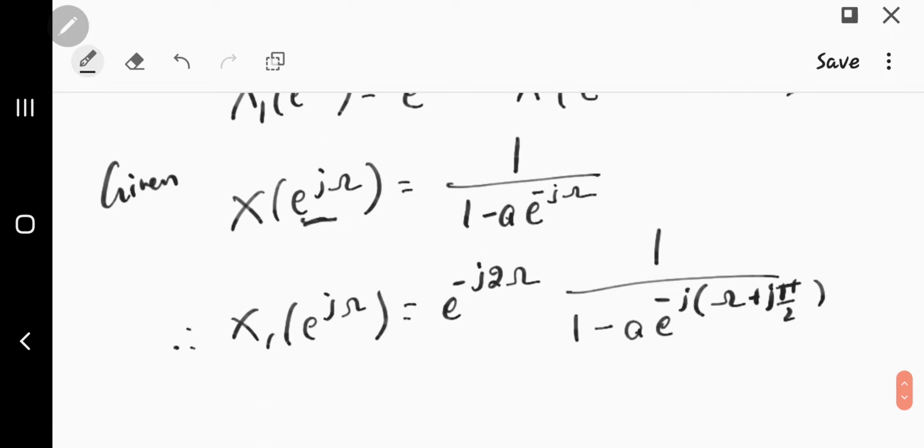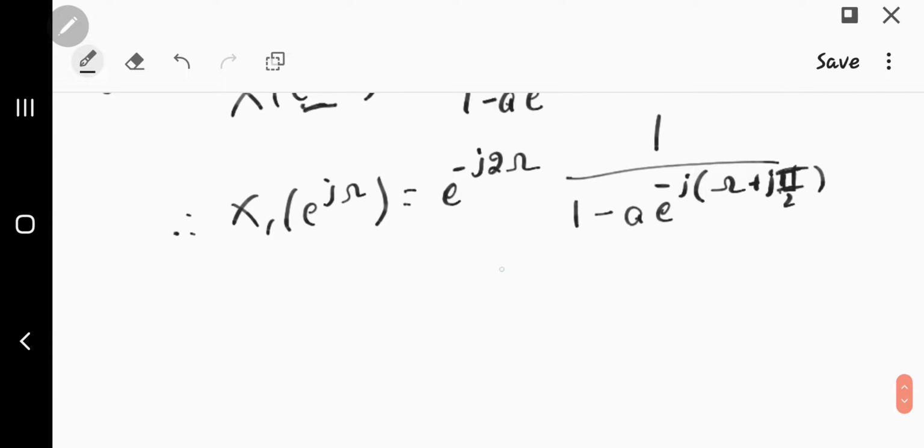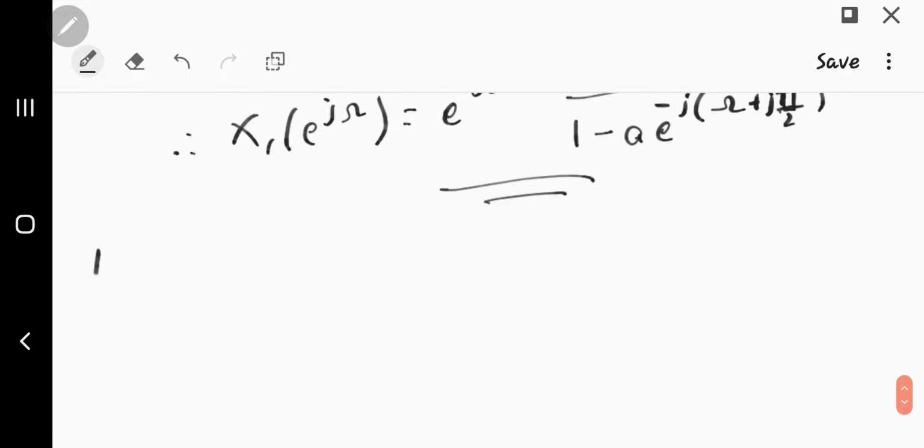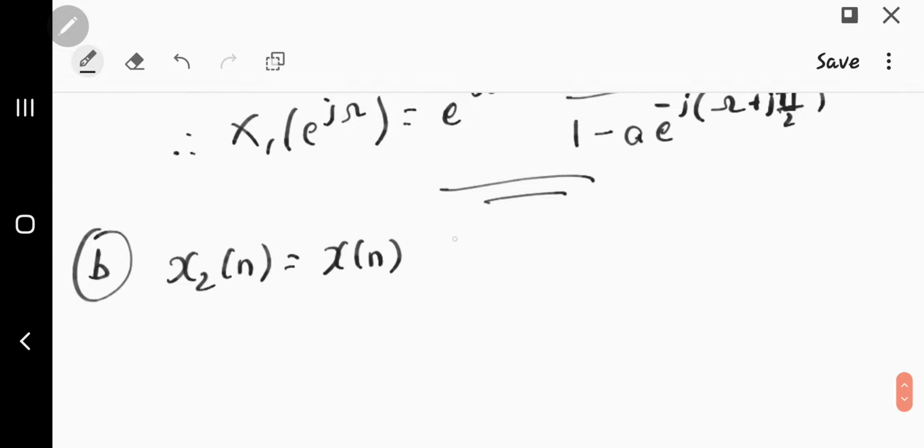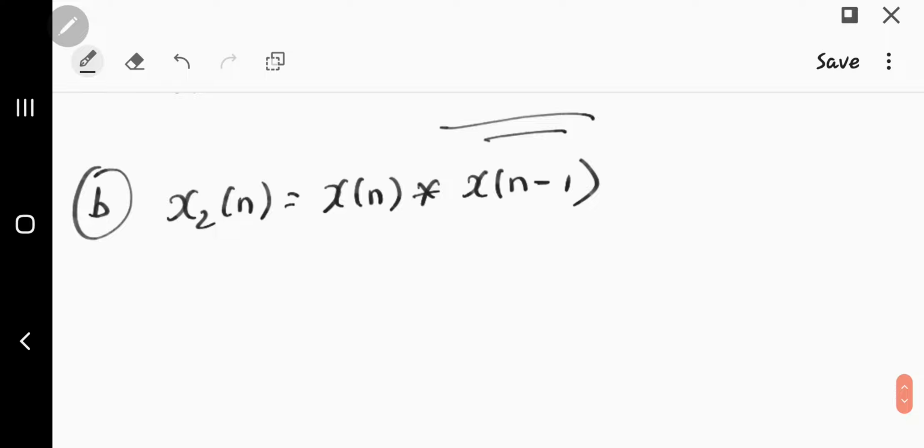So this is the DTFT for the signal x1 of e power j omega. Now if you take the second one, that is x2 of n is equal to x of n convolved with x of n minus 1. Now we know that convolution in time domain is just a multiplication in frequency domain.